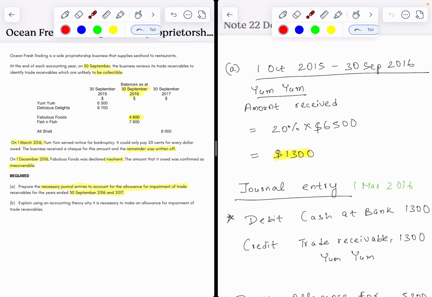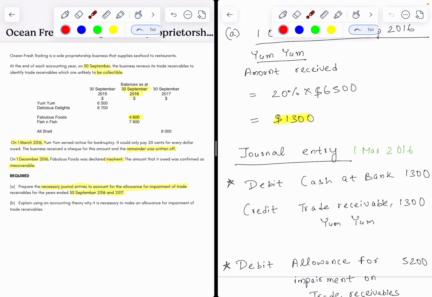Therefore, on 1 March 2016, from Yum Yum, we will receive 20% of the original $6,500 that they owed us. So therefore, we will receive $1,300 from Yum Yum. Okay? Now, this journal entry will be performed on the 1st of March 2016. So when we're receiving the money from Yum Yum, our cash at bank, which is itself an asset, will increase. Therefore, we will have to debit it, because when assets increase, we must debit it.